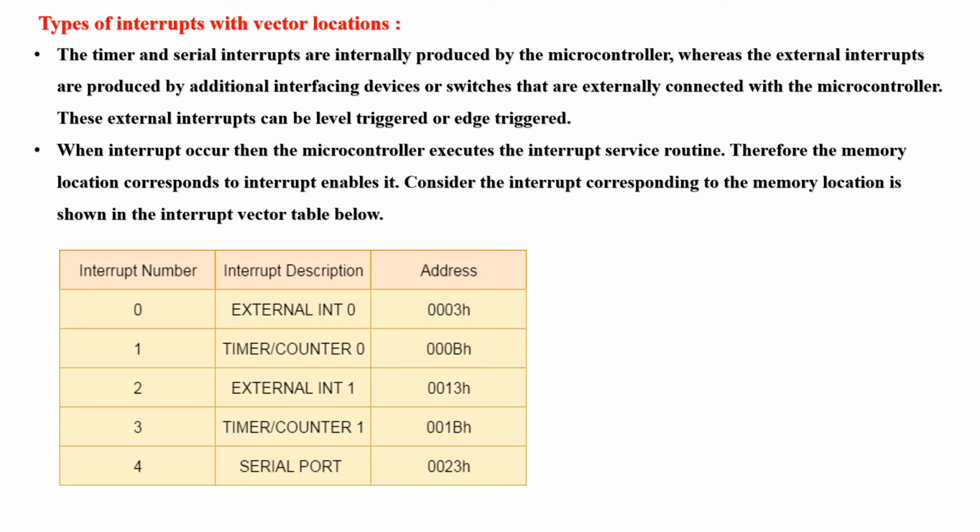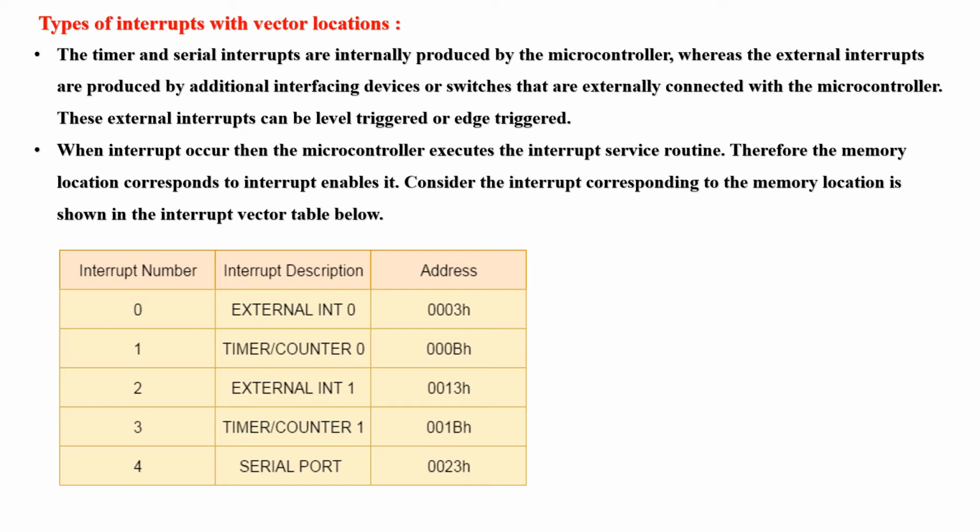Let's see the types of interrupts with vector locations. The timer and serial interrupts are internally produced by the microcontroller and are called internal interrupts, whereas the external interrupts are produced by additional interfacing devices or switches that are externally connected with the microcontroller. These external interrupts can be level triggered or edge triggered. When the interrupt occurs, the microcontroller executes the interrupt service routine at the memory location corresponding to that interrupt.